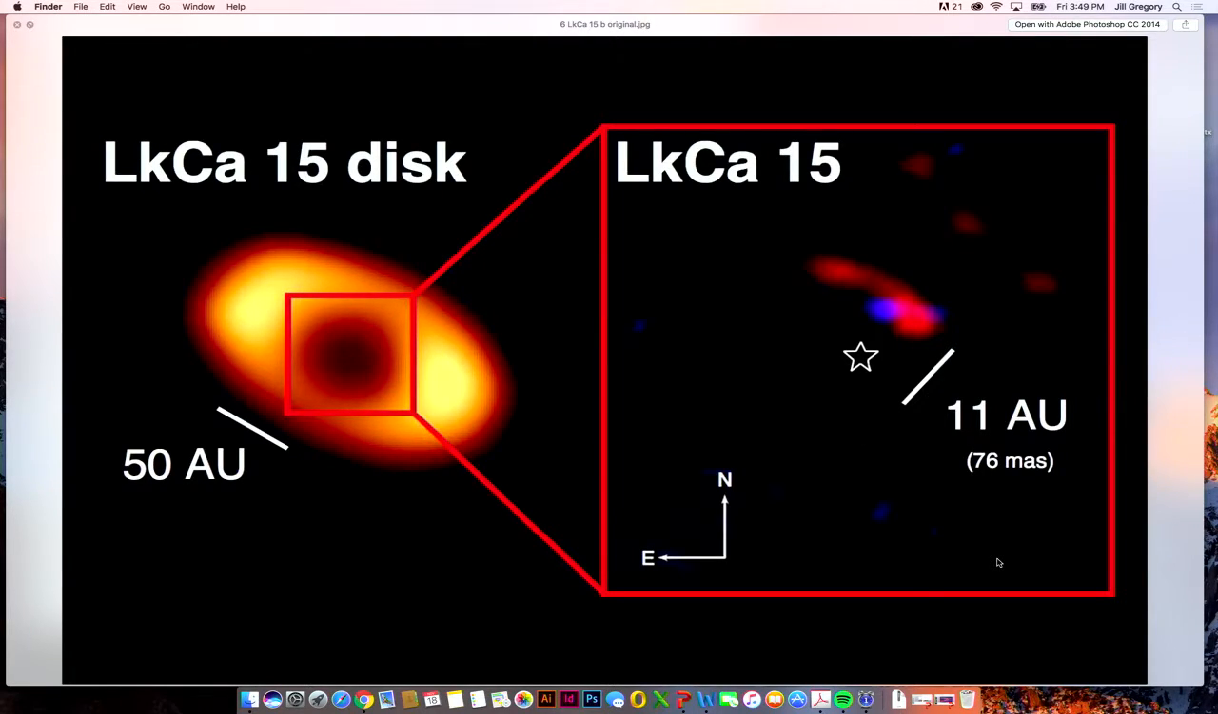The left side shows an oval, orangey brown oval, that represents a protoplanetary disk, an early evolution of a solar system. And the detail to the right contained a detail from that disk showing little red blobs and little blue blobs.